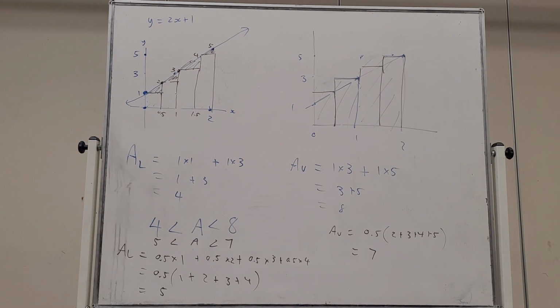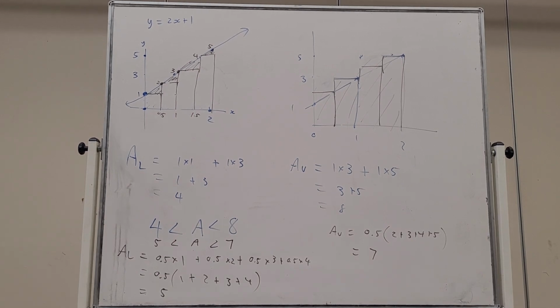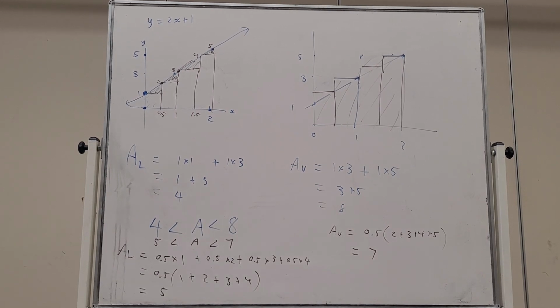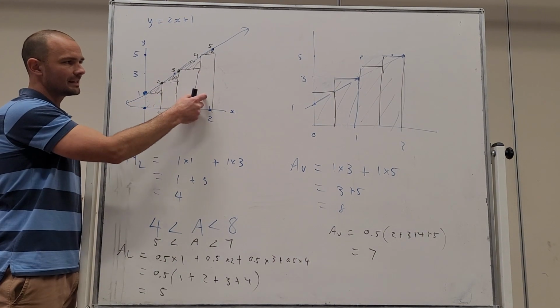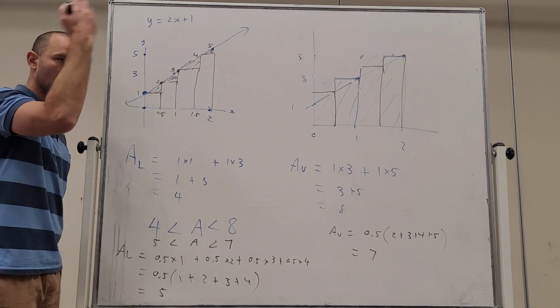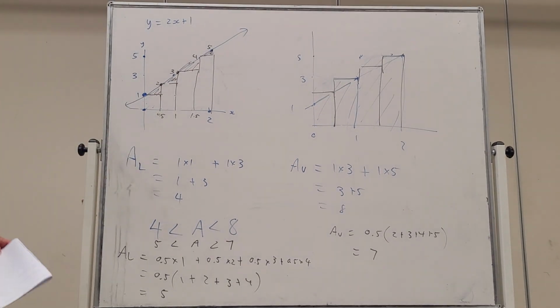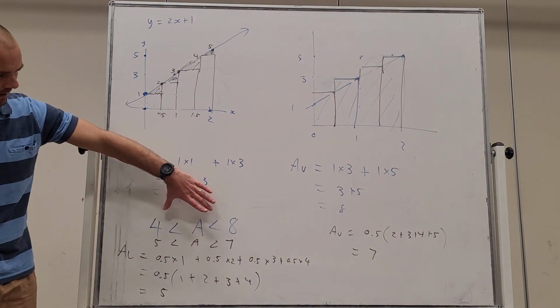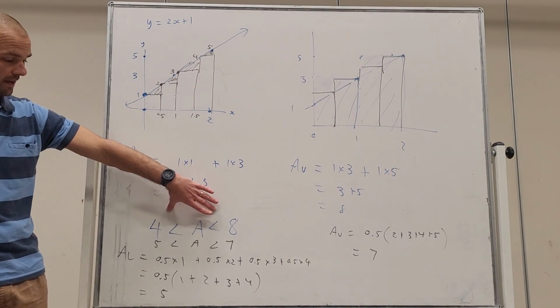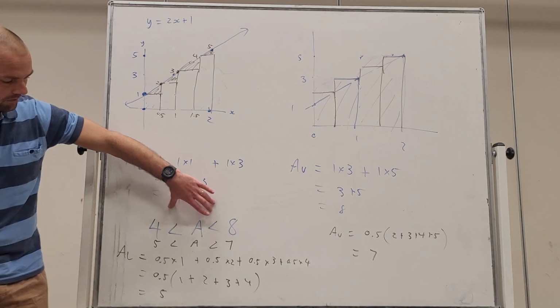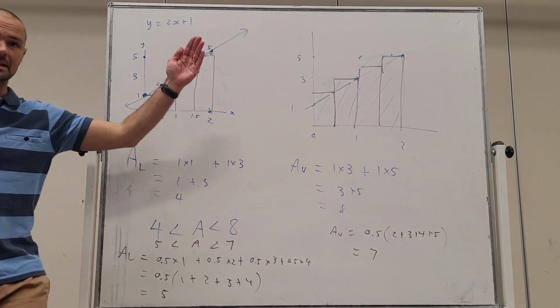And so we've demonstrated that the more rectangles we use, the closer and closer our estimate is to the actual area. Our first estimate was pretty rough. We only used 2 rectangles. It was somewhere between 4 and 8. But we saw when we doubled the amount of rectangles, we decreased the interval.